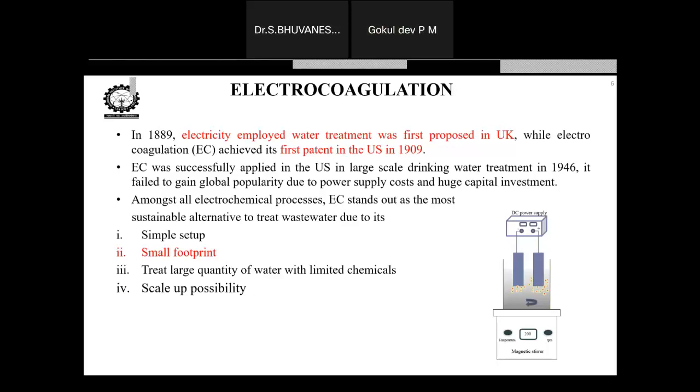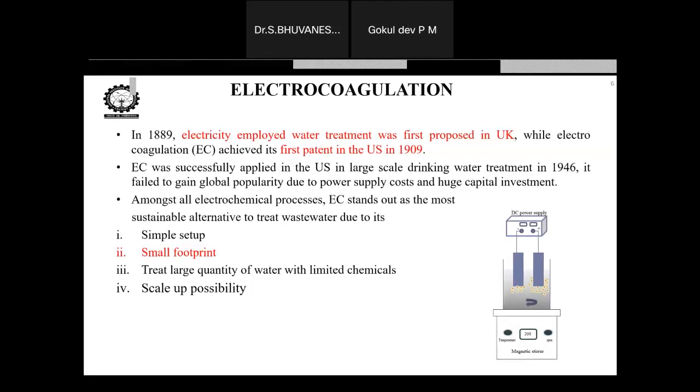Electrocoagulation was successfully applied in large-scale drinking water treatment in the US in 1946 itself. But the problem is it was not gaining much popularity because of the electrical potential required. In my first class also I told that electrocoagulation needs an electrical gradient, an electrical potential. Once you give high electrical potential, automatically the performance will be high. We know that electrical potential is a driving force. When we increase the driving force, the performance should be higher.